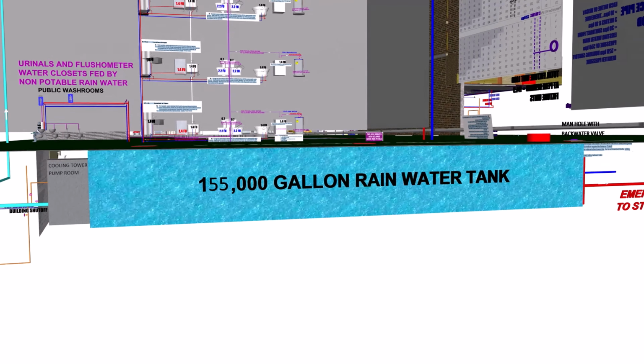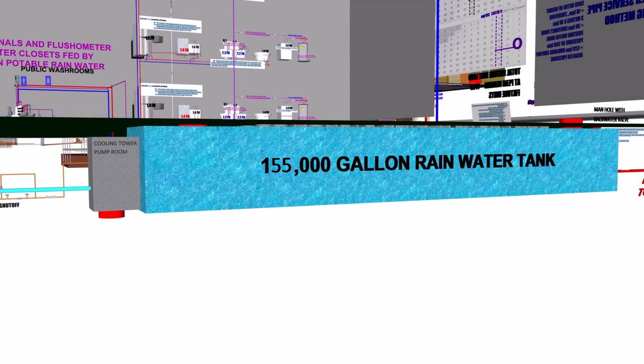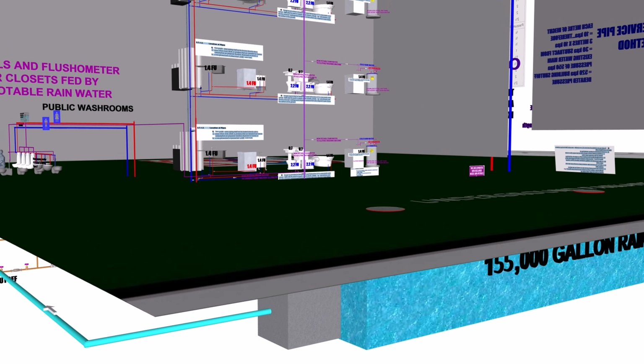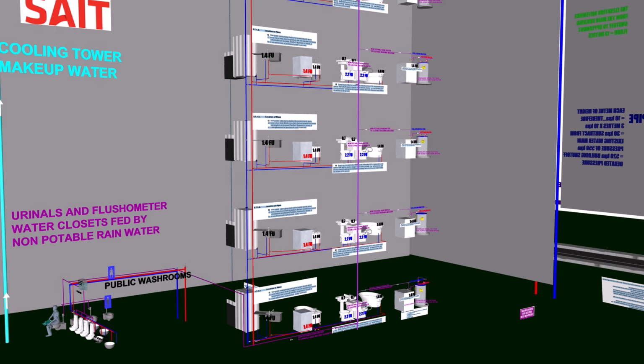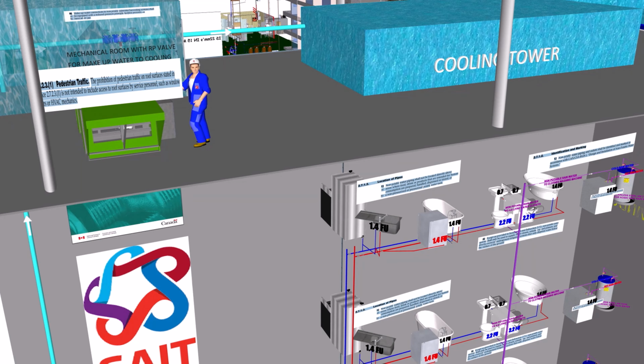Of course, there are more, like hydronics and the cooling tower, but we'll talk about that in more detail in fourth year. Here you can see the rainwater is being pumped up by the pumps, fed by the solar panels, to the cooling tower.